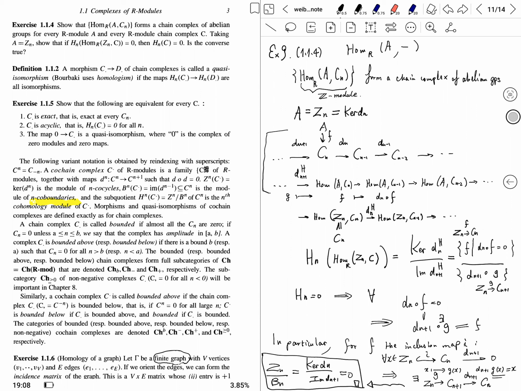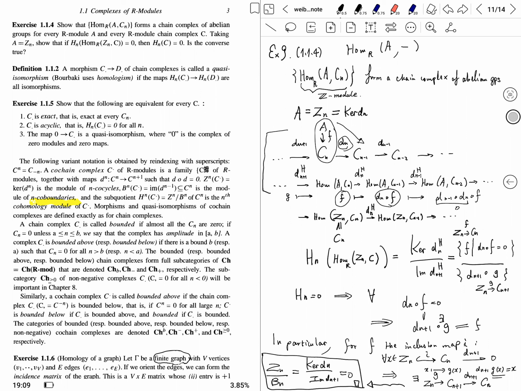what is the new complex after applying Hom. It's just a map you realize, which maps a homomorphism f to a new homomorphism, which is the composition of dn with this f. Because this is a covariant functor, if you have a map f from A to Cn, composing with dn gives you a map from A to Cn-1. So let's define this map, and obviously this is a chain complex, which means composing twice gives you zero.